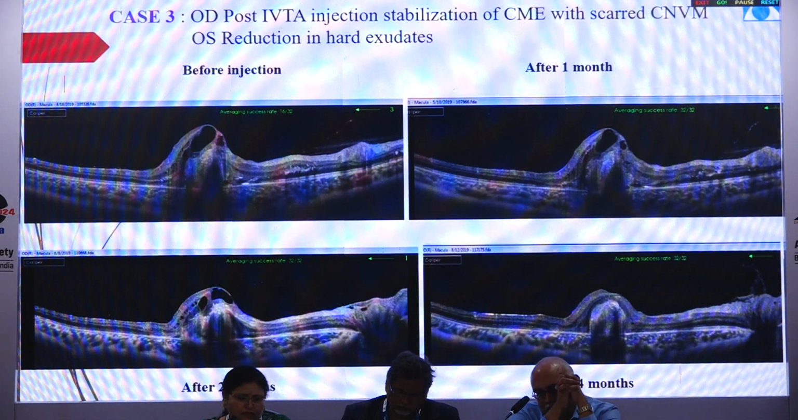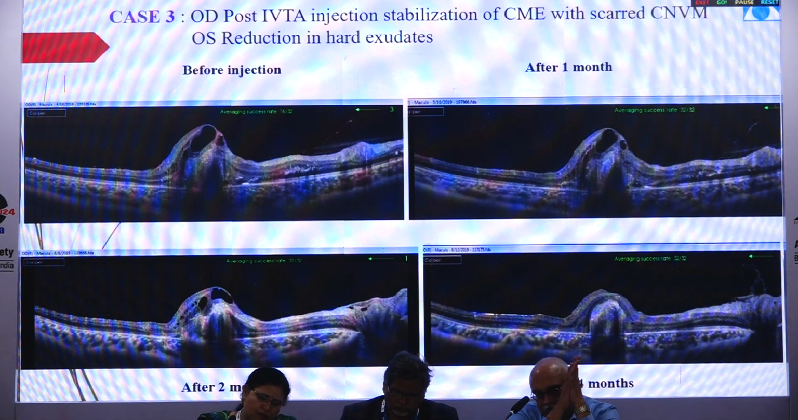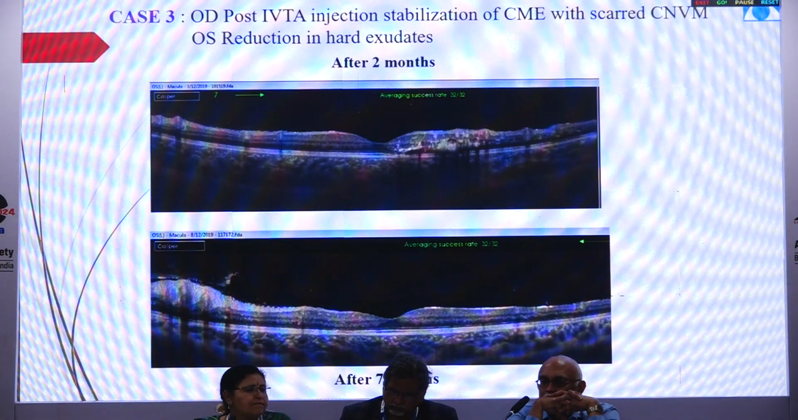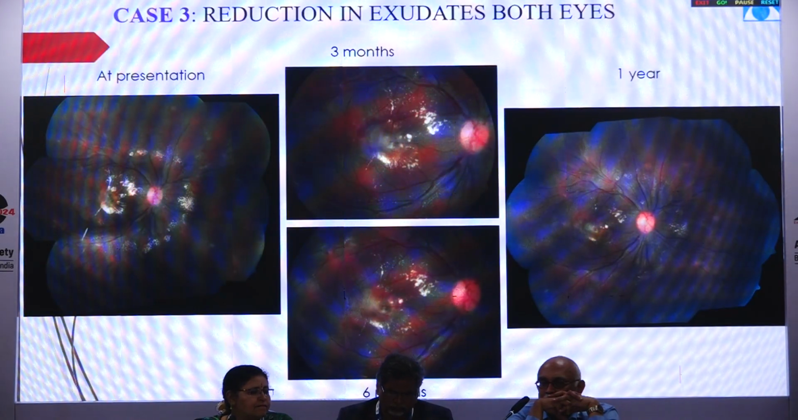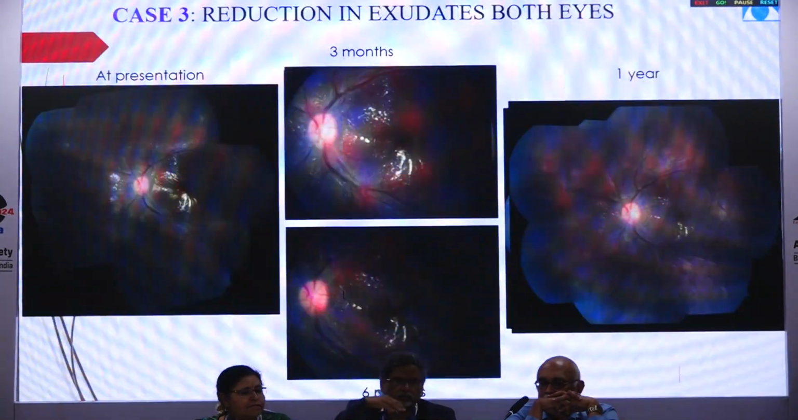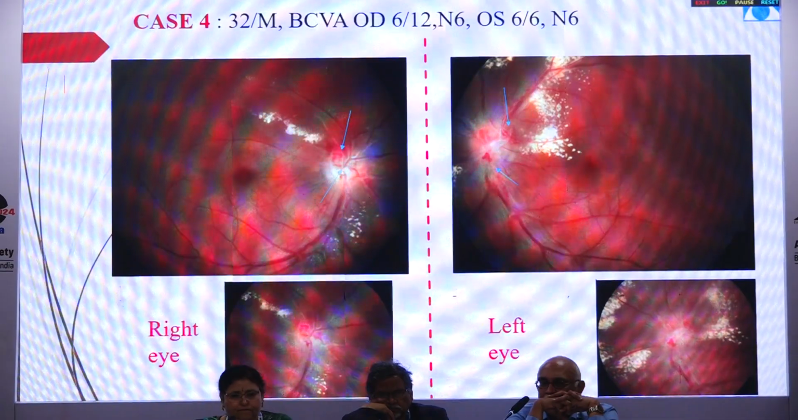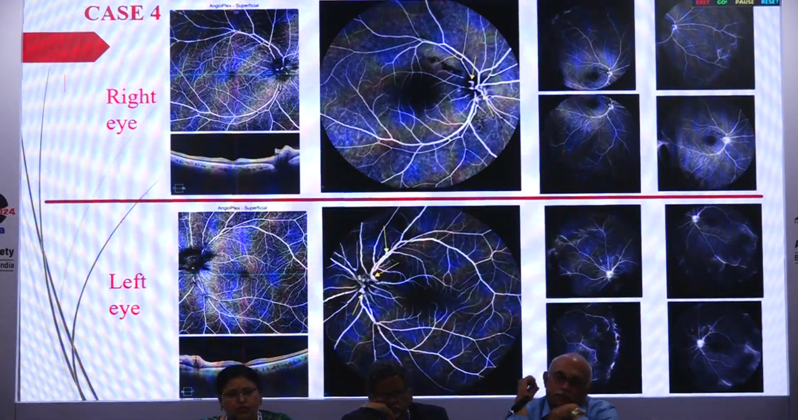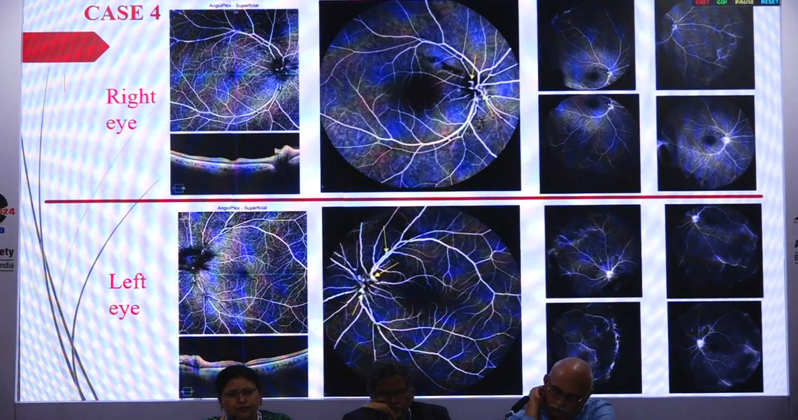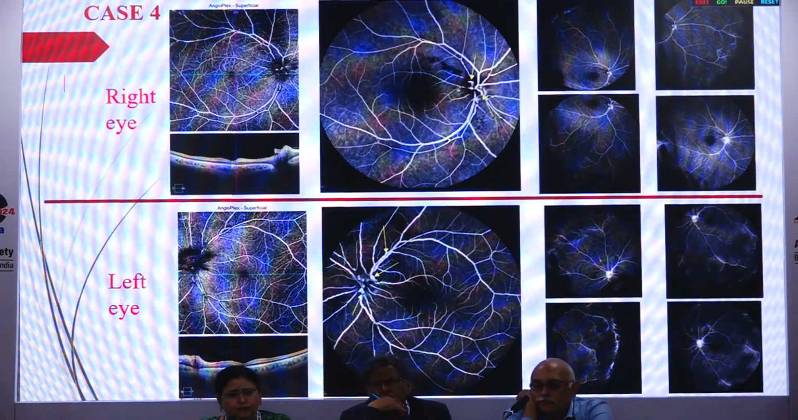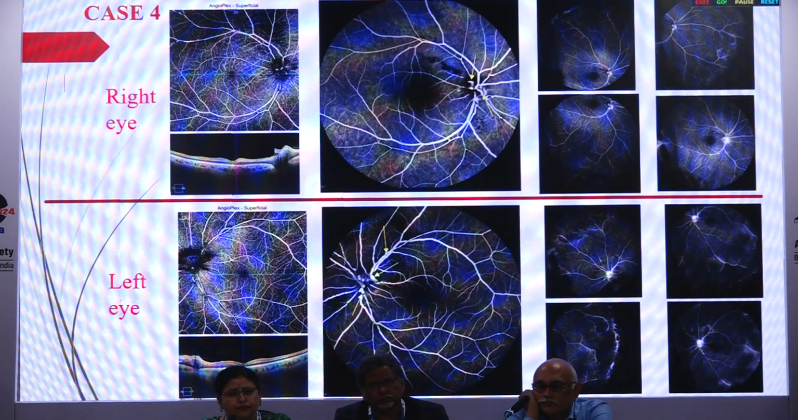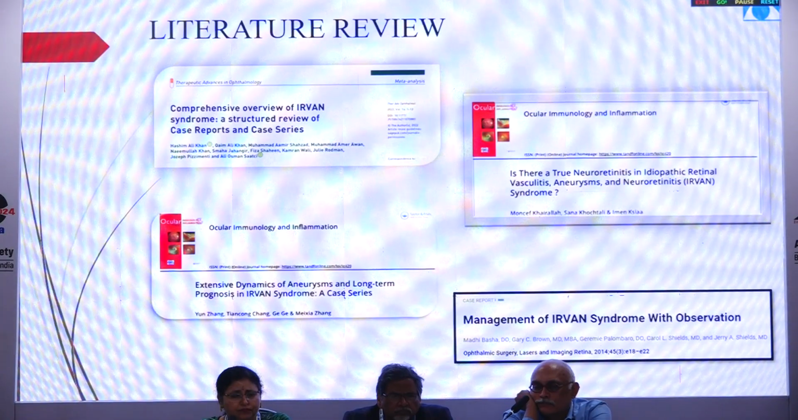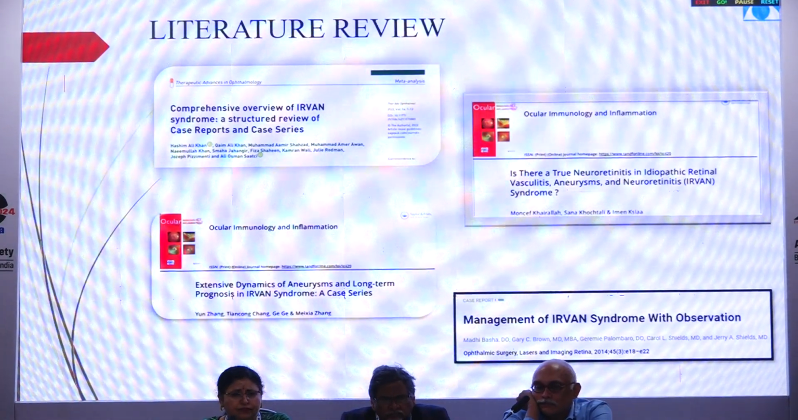On follow-up, we had developed cystoid macular edema, and in view of inflammatory pathology, we had given an injection IVTA to which the CME responded. Left eye also showed reduction in exudates seen clinically in both the eyes. And the case 4 is of a 32-year-old male with features of IRWAN in both eyes. On investigations, he had very less CNP areas, and we decided to observe this patient in view of no extensive CNP areas. A comprehensive literature search shows no fixed algorithm or management protocol in these cases.